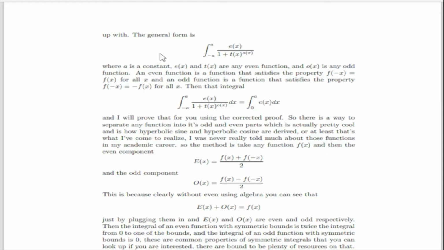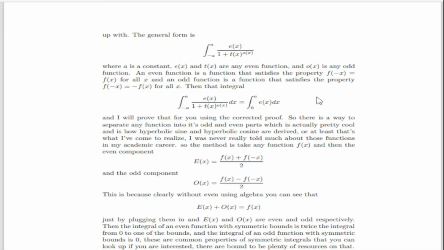An even function is a function that satisfies the property f of negative x equals f of x for all x, and an odd function is a function that satisfies the property f of negative x equals negative f of x for all x. And that integral, what we have before, is the same as the integral from 0 to a of E of x dx. And I will prove that for you using the corrected proof, because I believe in his video he did not say that one of them has to be even. He said only one has to be even, not two. So E of x and T of x both have to be even.